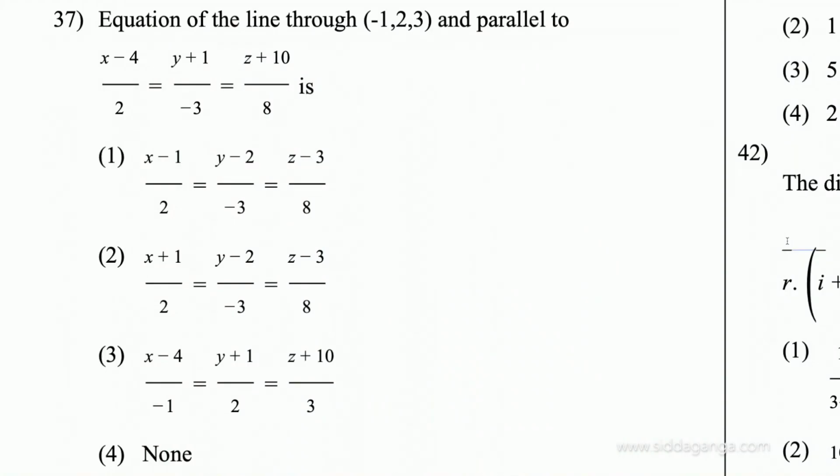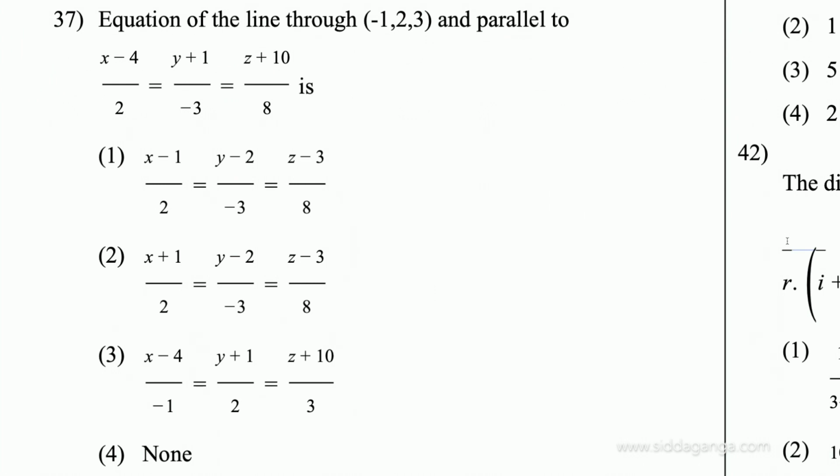Okay, let me move to question number 37. Equation of the line through minus 1, 2, 3 and parallel to the given line. Since the required line is parallel to the given line, the ratios must be the same. That is 2, minus 3, 8.